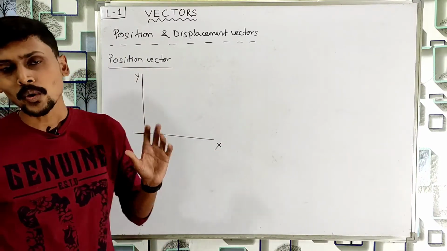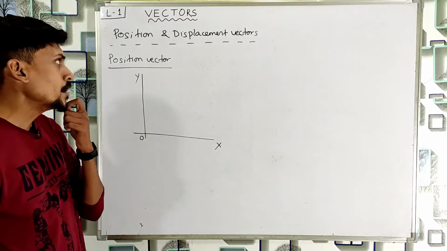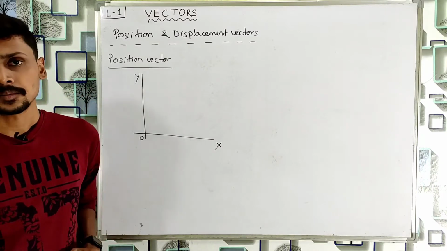This is an xy plane. So this one will be the origin O. O is the origin. The position vector meaning what?